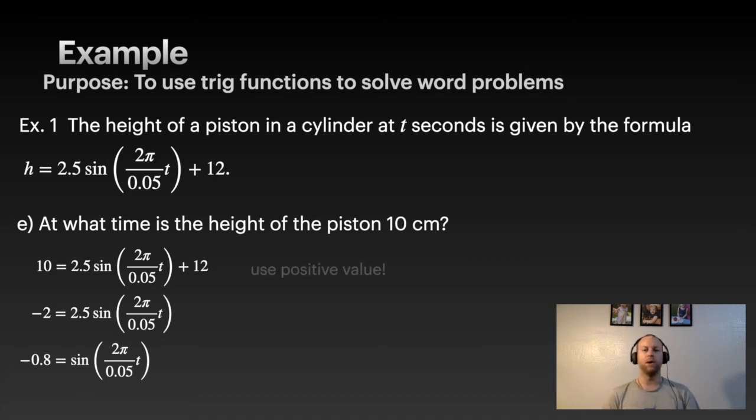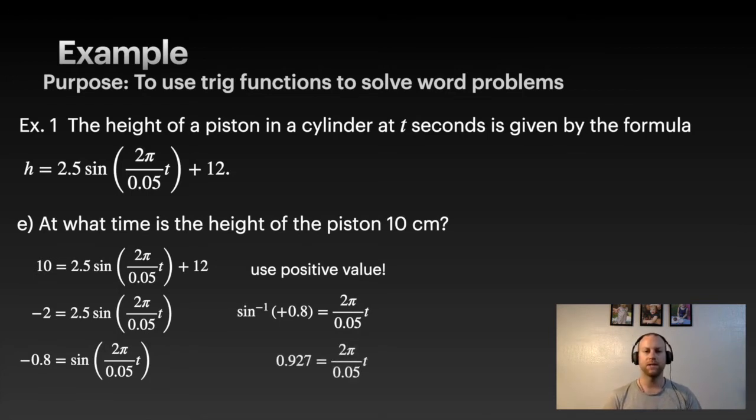Remember, we only use the positive values because we're trying to get our reference point, we need positive values. So when I do the inverse sine at this point, I need to make it positive 0.8 instead of negative 0.8. So we get this. That gives us 0.927. We're dealing with radians. Make sure your calculator's in radians. And here we go. This is our expression.